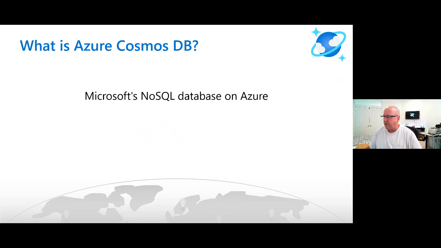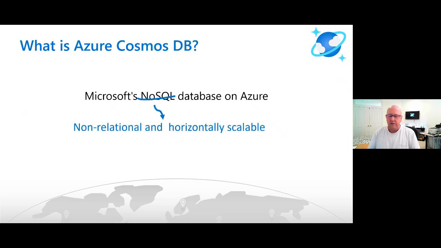So let's start with the basics. What is Azure Cosmos DB? Well, officially, it's Microsoft's NoSQL database on Azure. But what does NoSQL mean? Well, fundamentally, it means that the database is both non-relational and horizontally scalable. So let's break that down a bit.